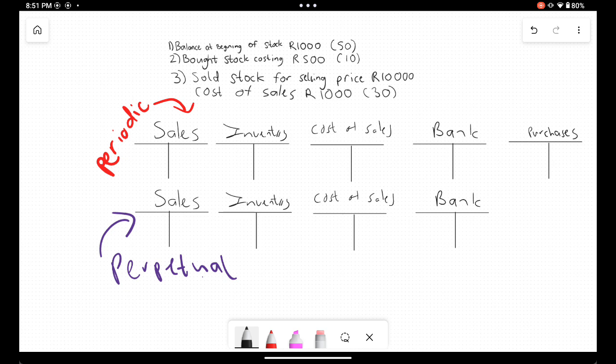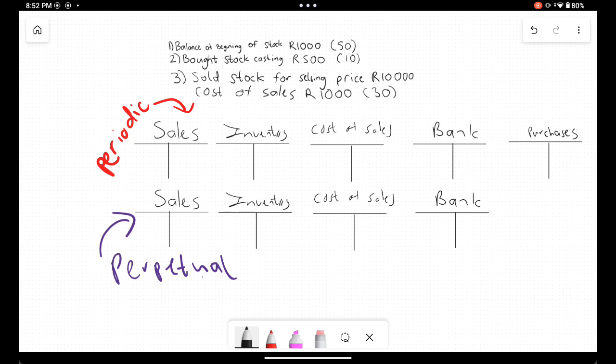Bought stock costing 500. The reason why I put that in brackets there is that's how many products you bought. Very, very easy transaction. For the periodic, it'll be debit purchases, credit bank. That's it. For the perpetual, it'll be debit inventory, credit bank. Right, we're done. Third transaction.